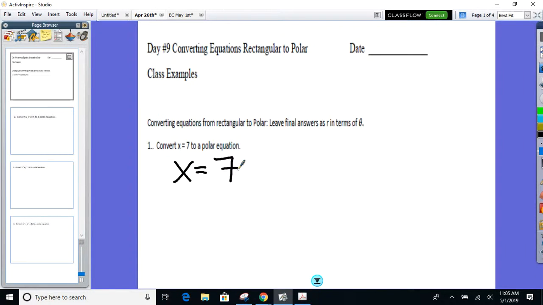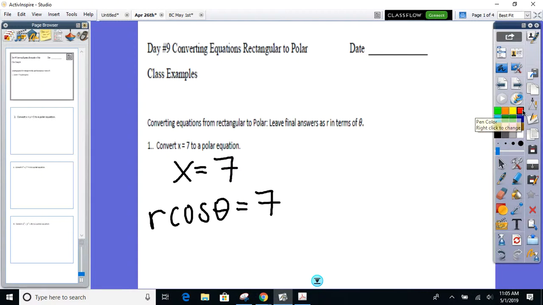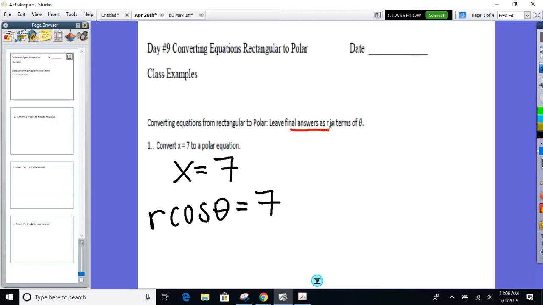Ready? What's x equal to? You just wrote it at the top of your paper. What's x equal to? Sub it in. r cosine theta equals 7. And then I'm just going to let you read the directions. It's got to be final answer as r. So you need at the end of every problem today, r equals this. So you need to move some stuff around algebraically.